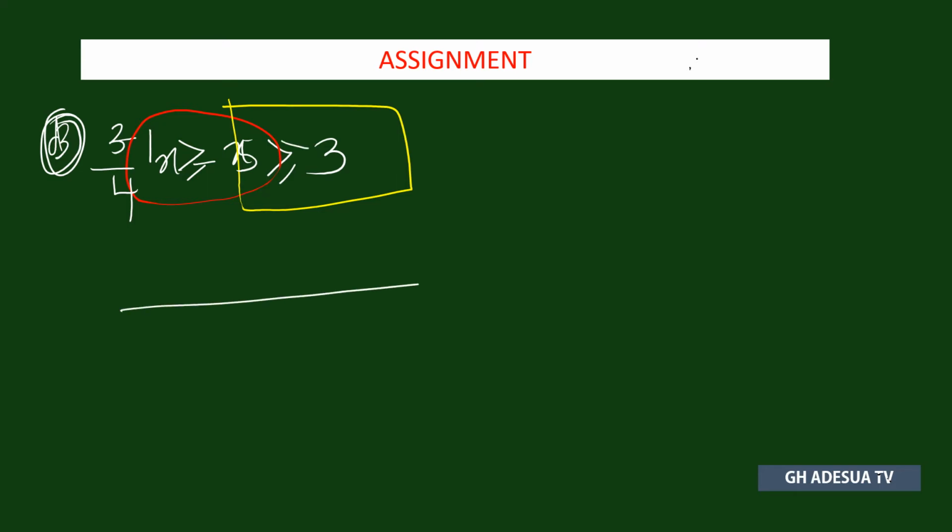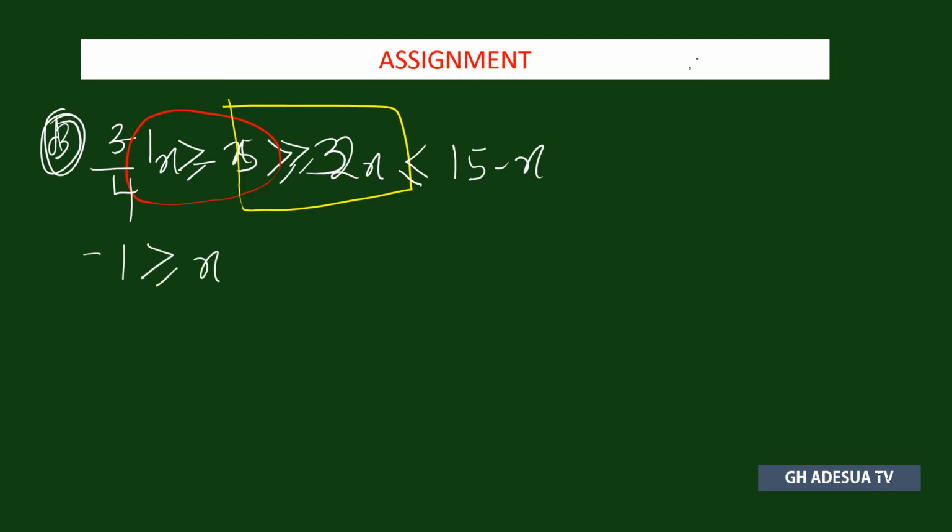So go this way. Now before then, let me split it into two clear equations so that we'll be able to decipher. So we have -1 is greater or equal to x, or better, you can write it as x is less or equal to -1. And then the other half, you have x is greater or equal to 3 as the equation.